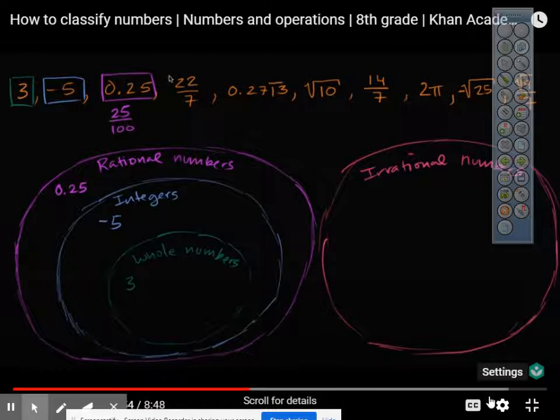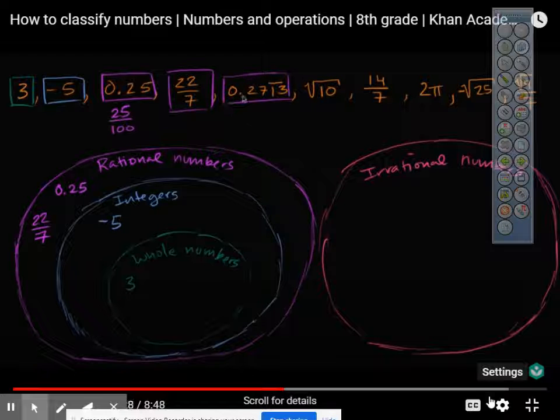Now what about 22 over 7? Well, here it's clearly represented already as a fraction of 2 integers, and I don't think I can represent this any other way except as a fraction of two integers. I can't make this without using a fraction or some type of decimal. What he means is he can't divide it out. So this would also be a rational number, but it's not an integer, not a whole number.